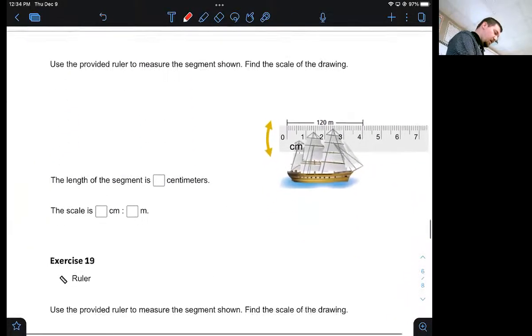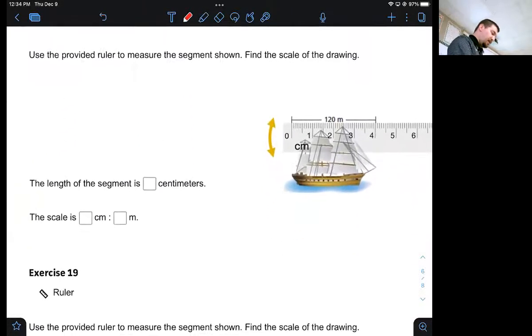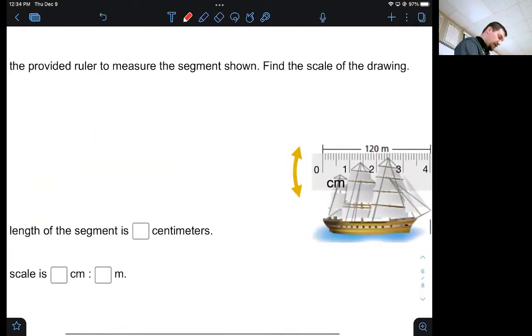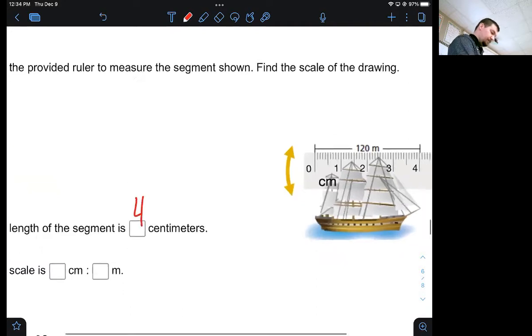Thank you. All right, number 18, use the provided ruler to measure the segment shown. Find the scale of the drawing. So when you measure the segment right there, how many centimeters is that segment, Frank? 4. Excellent. So it's 4 centimeters.